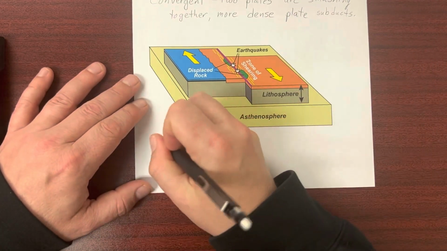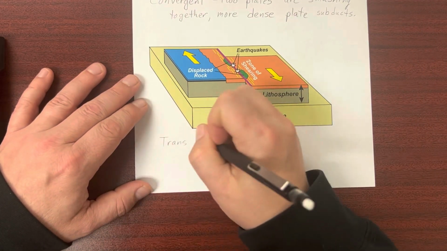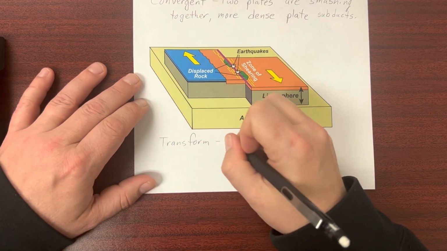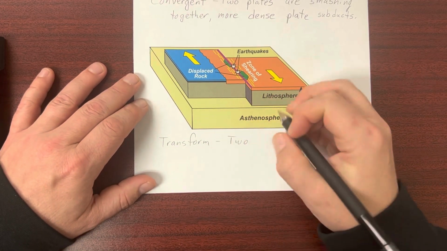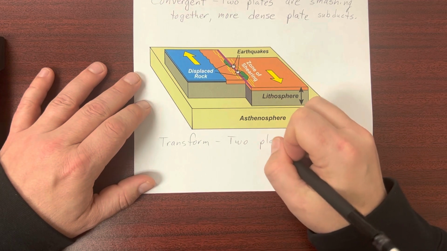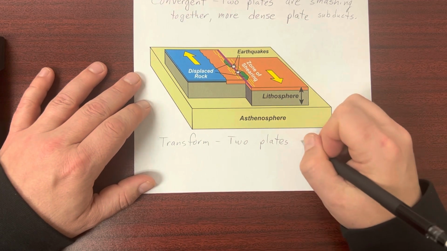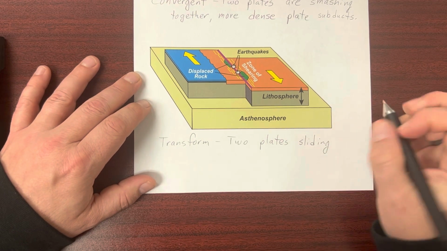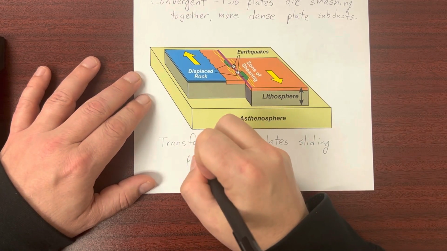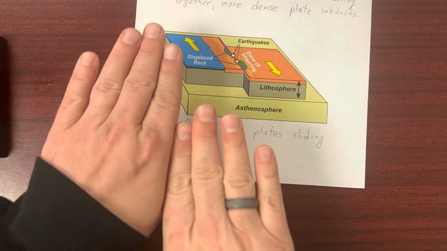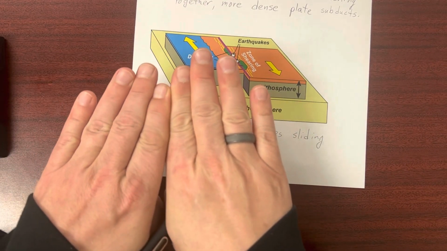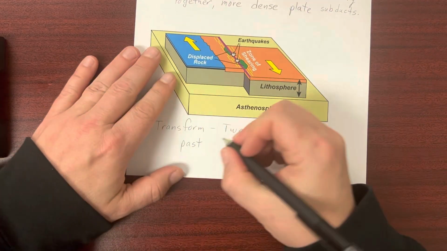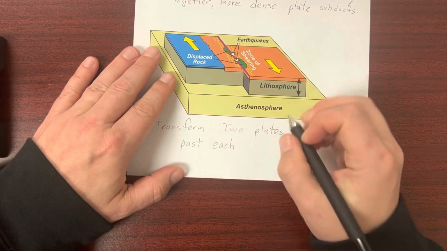And then finally, we have a transform fault. So this is when two plates are sliding past each other. And as they slide past each other, they're not smooth. They're very rough, and they get stuck and they grind past each other. And when tension builds up as they're trying to slide past each other, and it's released all of a sudden, that's what an earthquake is.